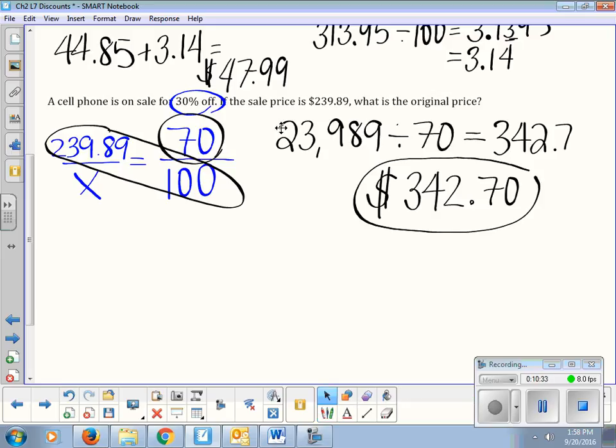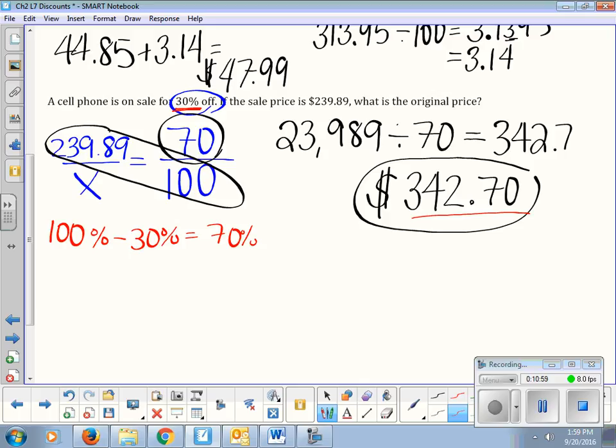Oh, we were finding it. Yeah, that's why our denominator was down here. We wanted to find out how much we actually paid for it. So if it's 30% off, this value is actually 70%. We did 100% minus 30% to get 70%. So we're actually paying for 70% of it, and that's why we solved for x, which was our original, and the original price was $342.70.